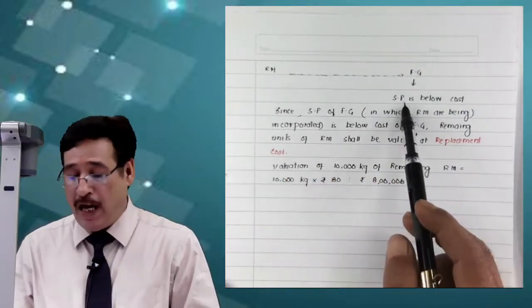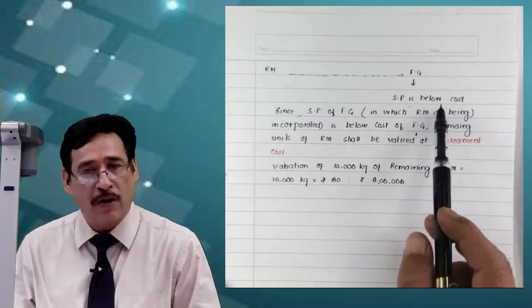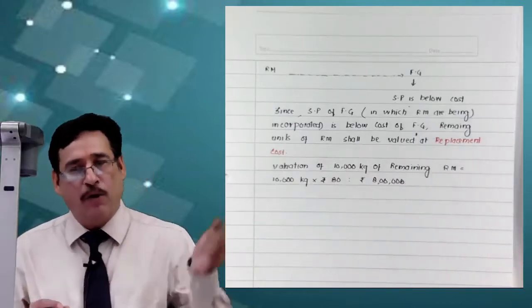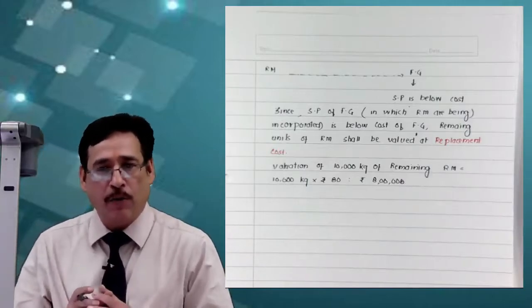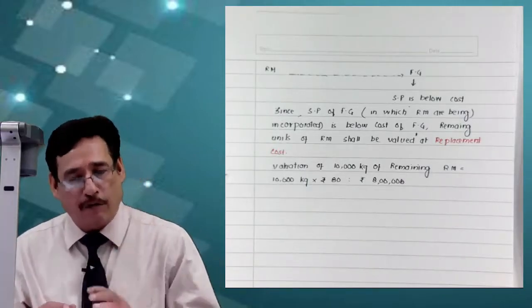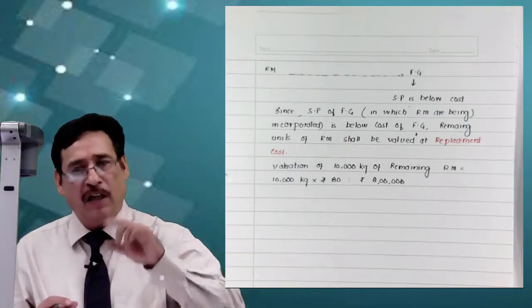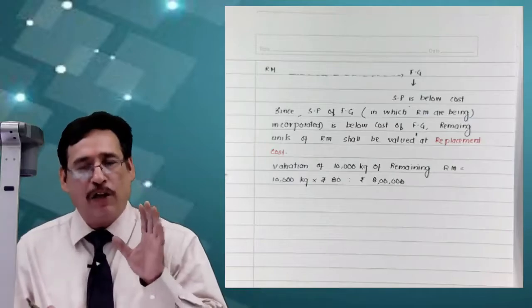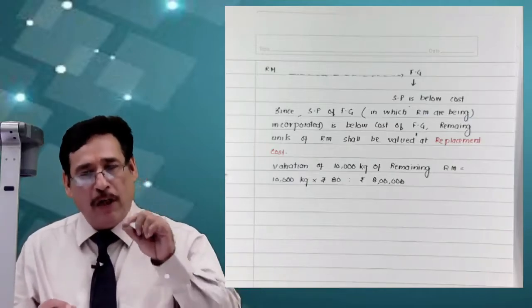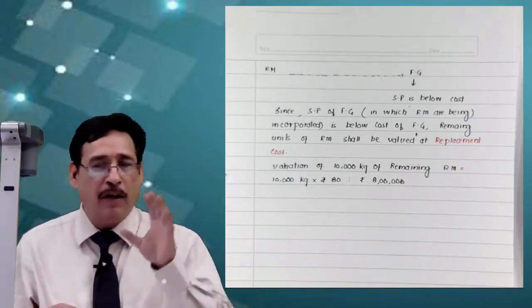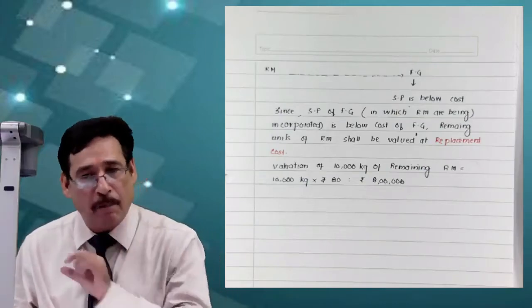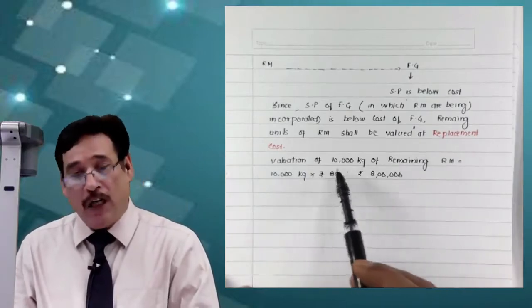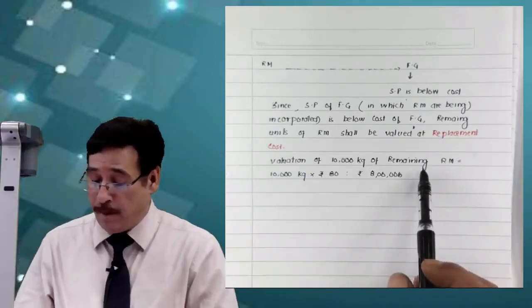Keeping all these facets in account, now see here, we know that these raw materials are being incorporated in the finished goods. We have been given that selling price is below the cost. And just a moment ago I said, if the selling price of the finished goods wherein these raw materials are going to be used happens to be lower than the cost price, then the valuation of remaining units of raw material will be done at replacement cost. Correct? This is what I have written. Valuation of 10,000 kg of remaining raw material.